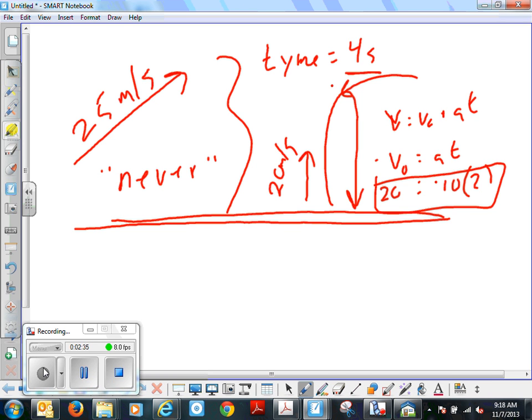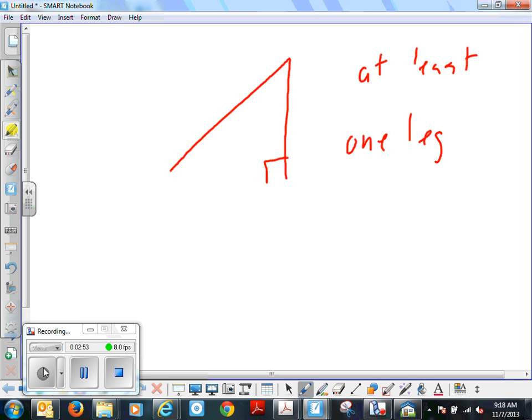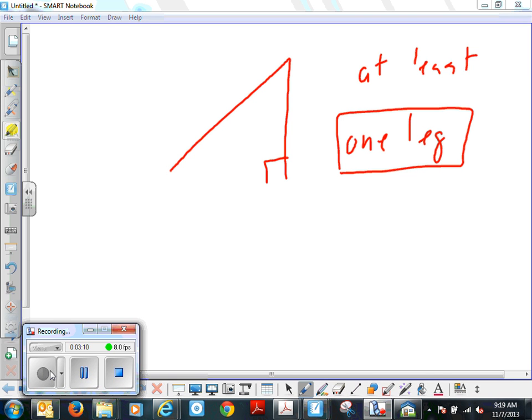Okay, I've got another question. What can I do if I have a right triangle, and I have at least one leg, and then one of anything else? So I have one leg for sure, and then I can have either another leg, or a hypotenuse, or an angle. Just one other thing. What do I have? That's right, you have a whole triangle.